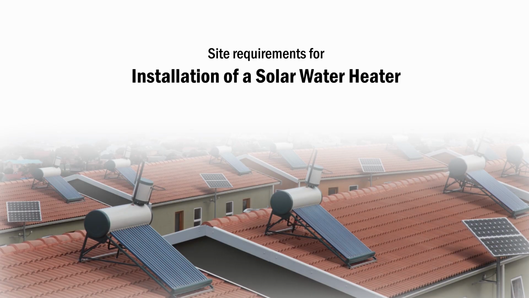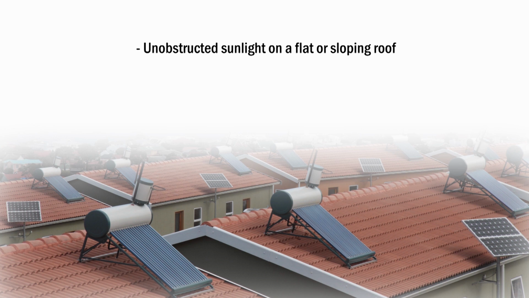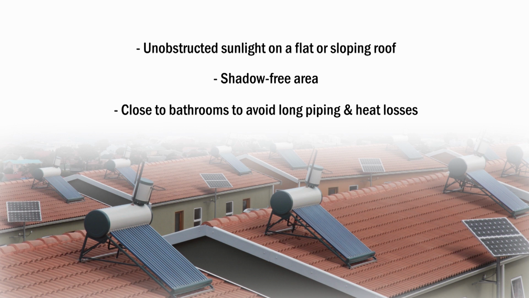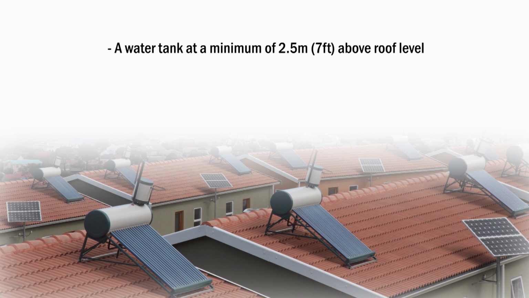Now we will discuss site requirements for installation of the solar water heater. So what type of site is required? One is unobstructed sunlight on a flat or sloping roof. Then it must be a shadow free area. It must be close to the bathroom to avoid long piping so that heat losses may be reduced, and the water tank at a minimum of 2 to 5 meters, or you can say 7 feet, above the roof level, and solar panels should face toward the south so that the maximum solar radiation may be incident on the solar panel to get the maximum output.